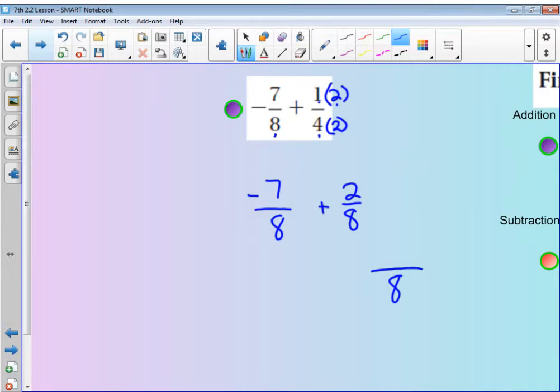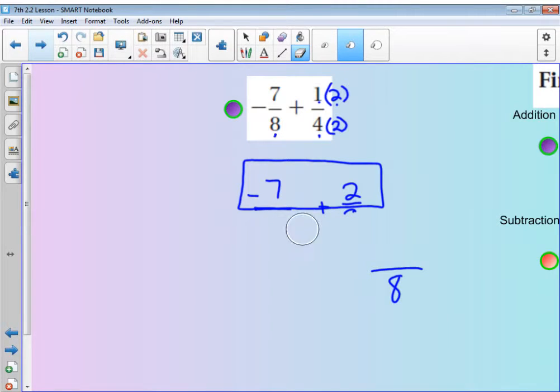And now let's just look at the top numbers and not worry about the bottom. So I have a negative 7 and a positive 2. Those are different symbols. Find the difference. 5. Apply the larger digit sign. So that would be negative 5/8.